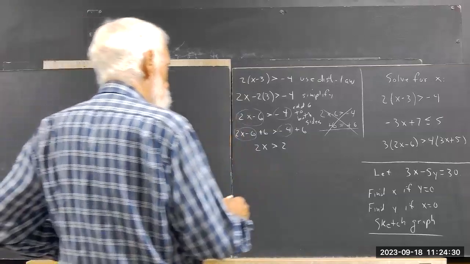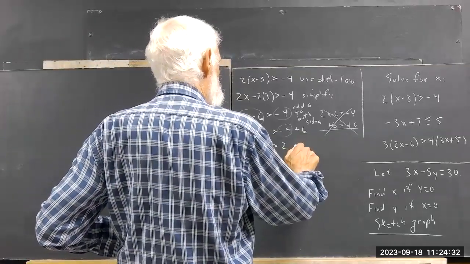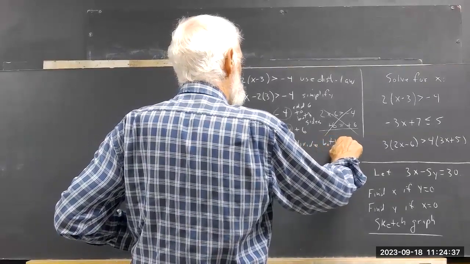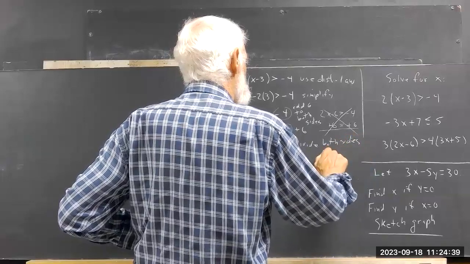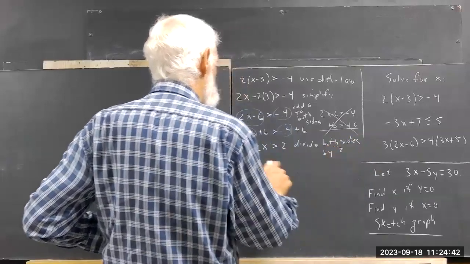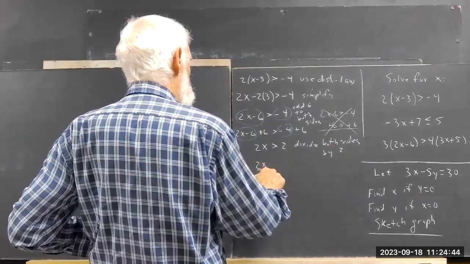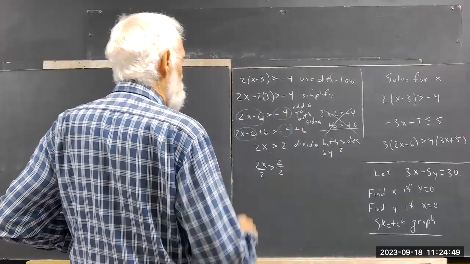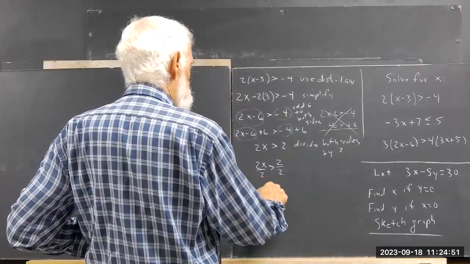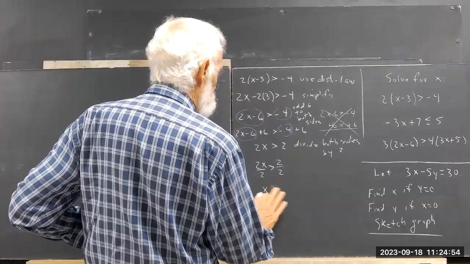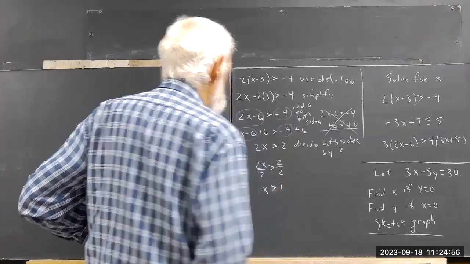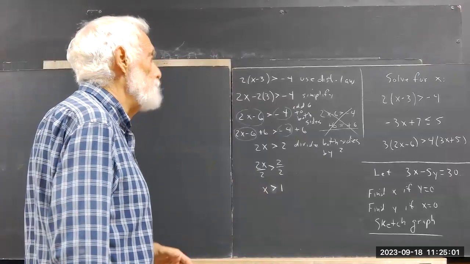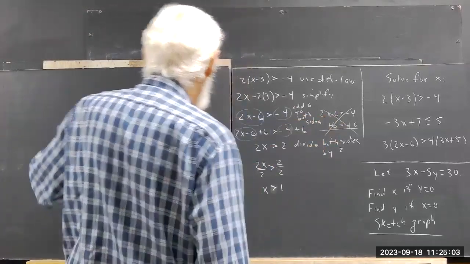Then to solve for x, we divide both sides by 2, and get 2x over 2 greater than 2 over 2. 2x over 2 is just x, and 2 over 2 is 1. People forget the inequality signs when they do that. And x is greater than 1. There's a solution.